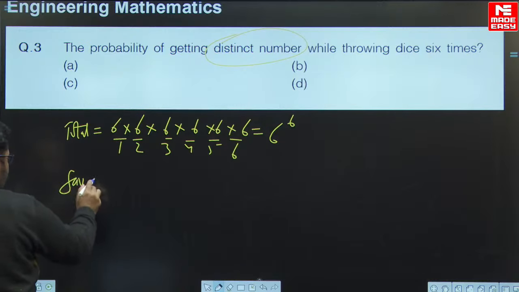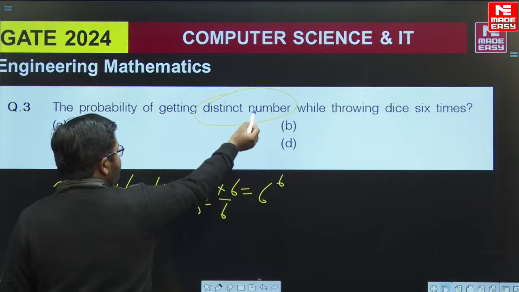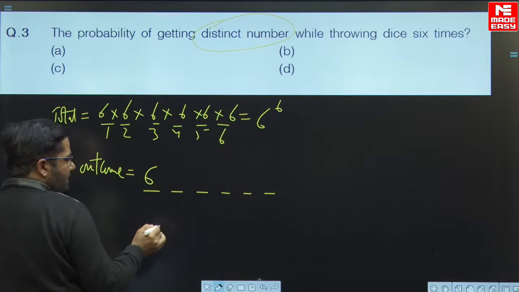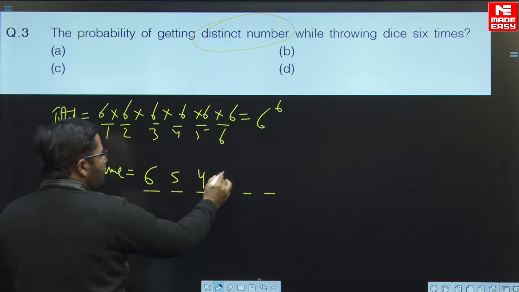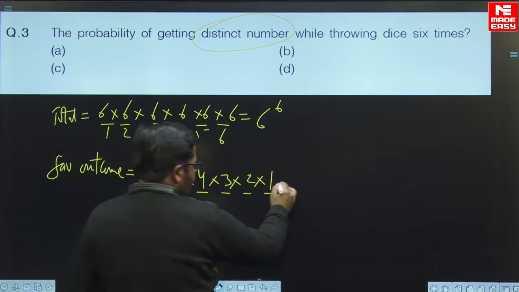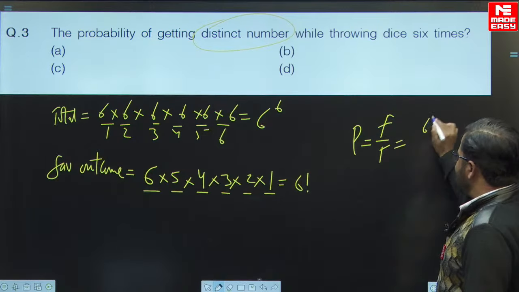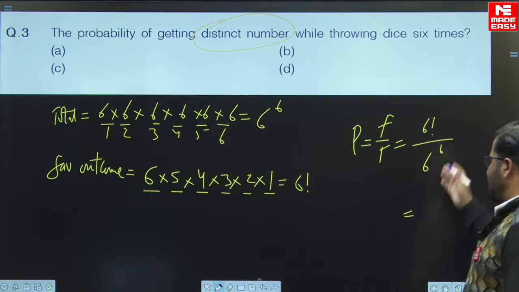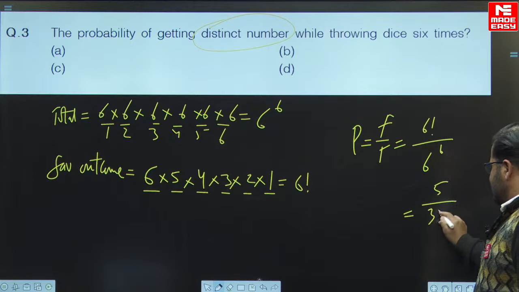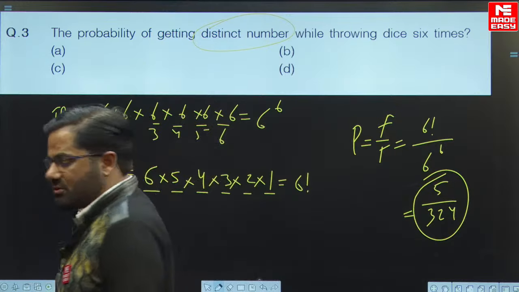Now favorable outcome, बेटा favorable में कह रहे हैं the probability of getting distinct numbers. It means if at first position we have 6 possibilities, while at second position we have 5 possibilities, 4, 3, 2 and 1, distinct numbers. In this situation you will get the distinct outcomes. It will be equal to factorial 6. So required probability equals favorable upon total, factorial 6 upon 6 to the power 6. अब आप इसको सॉल्व करोगे, आपका आंसर आ जाता है 5 अपॉन 324. टाइम वेस्ट करने से अच्छा है सीधे आंसर बताएं. This is the answer of question number 3.